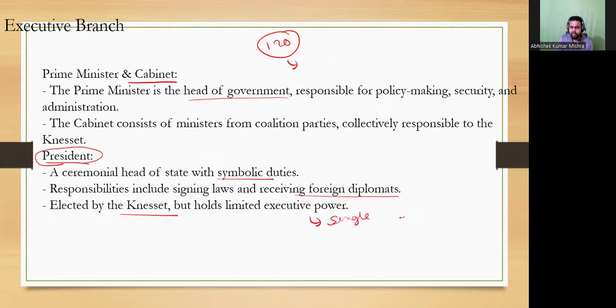Also, they have a term of 7 years. So they complete the term of 7 years. That's very important. Okay. What you have to understand. So these are the main features.